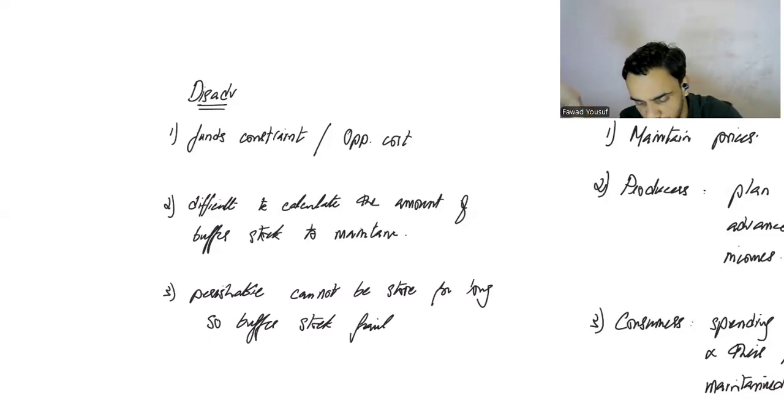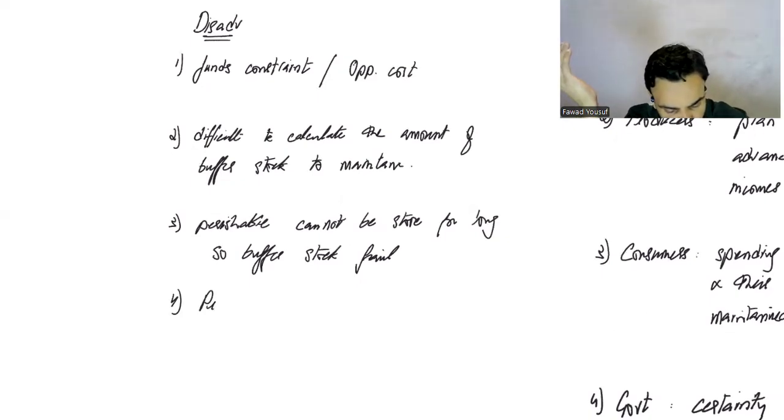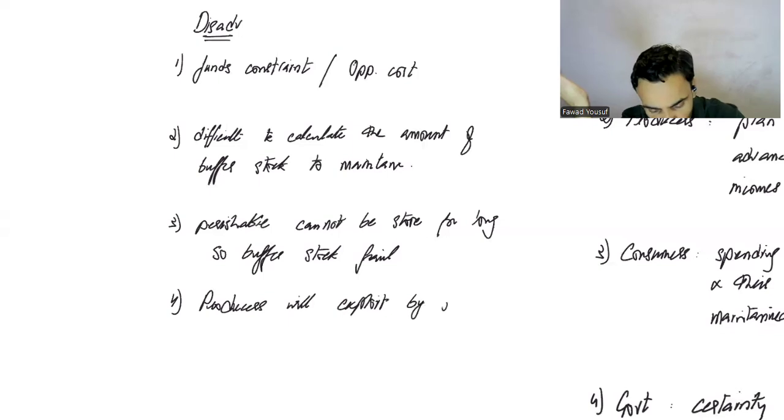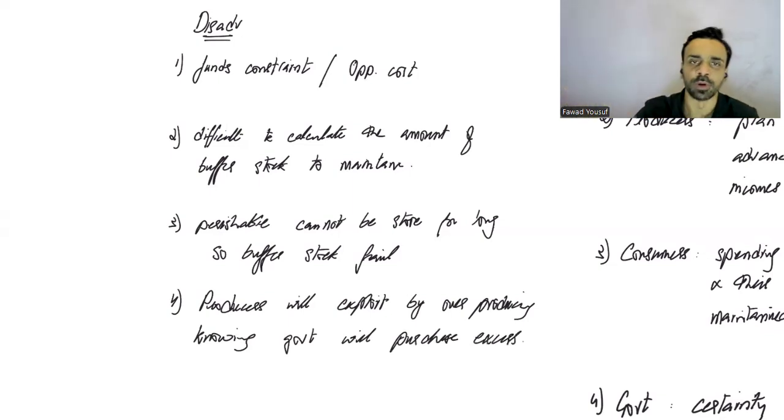So ये भी acceptable है that producers will exploit by over producing, knowing government will purchase excess. Right, so ये भी एक problem है. So plenty of problems that we can talk about in the buffer stock.